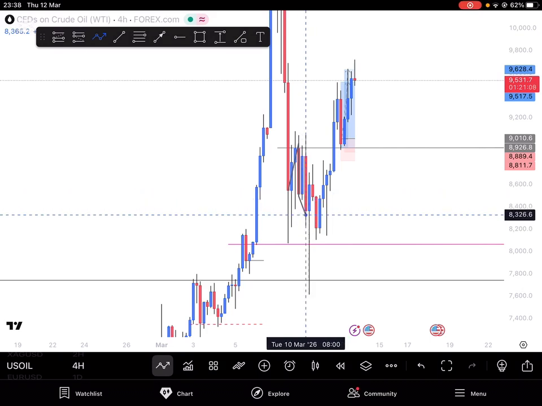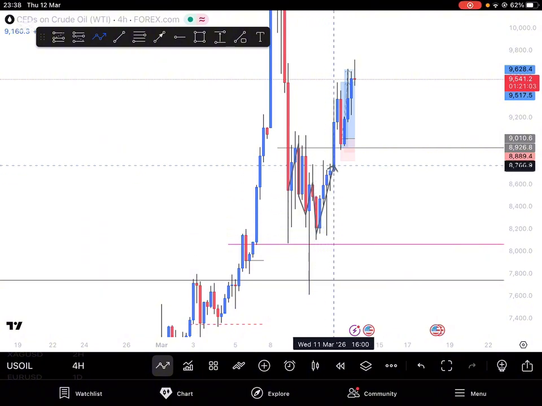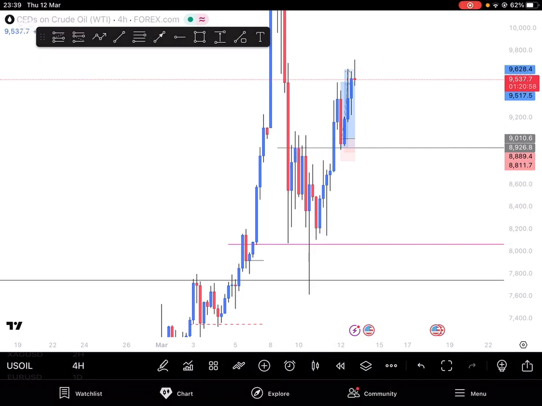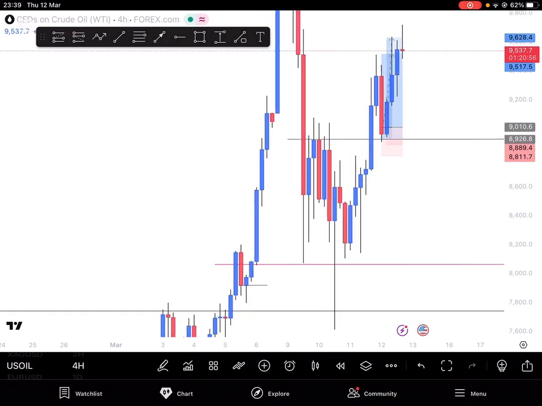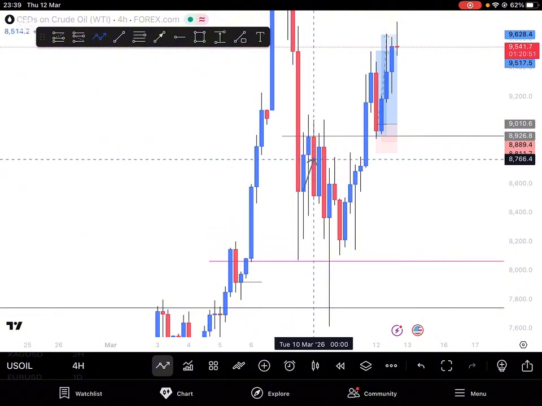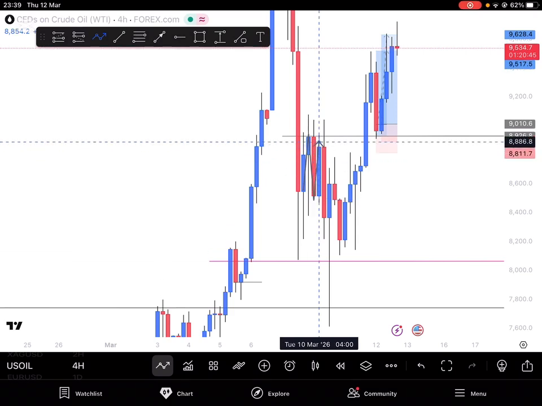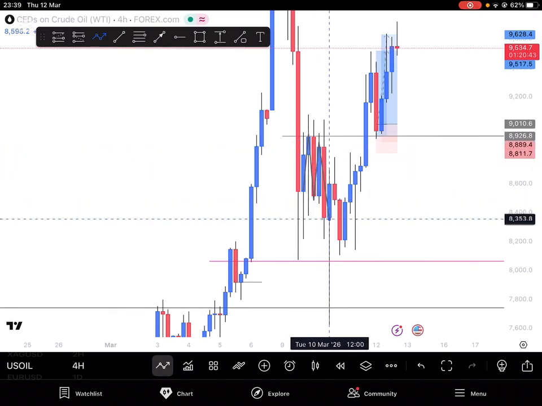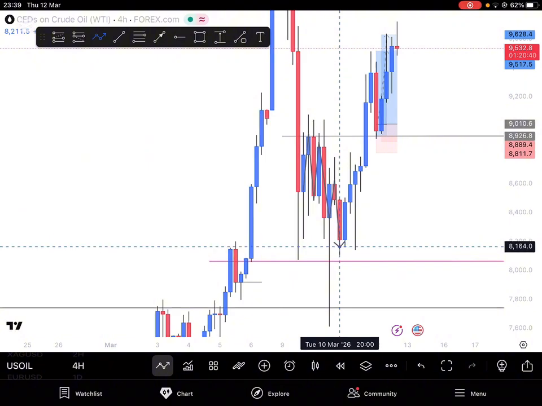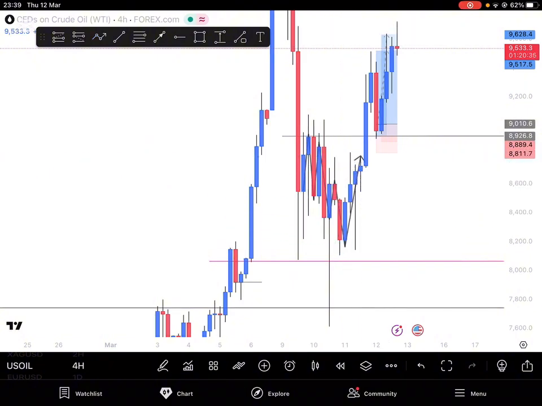This is lower low, lower high, lower low. Then we have break of structure over here. I don't know if you get what I'm trying to show you here. We have lower low, lower high, lower low, lower high, lower low, lower high, then lower low, then lower high. But there is no other lower low. So this is liquidity sweep and break of structure.